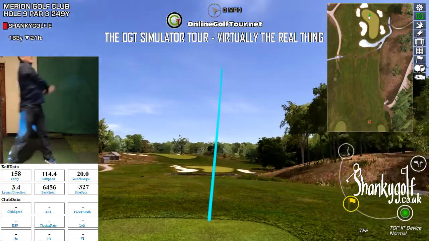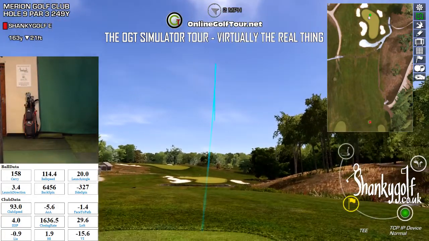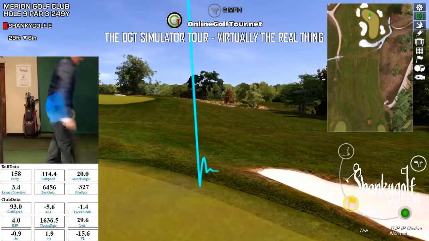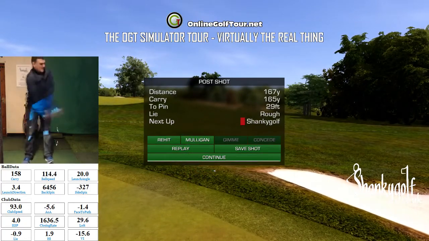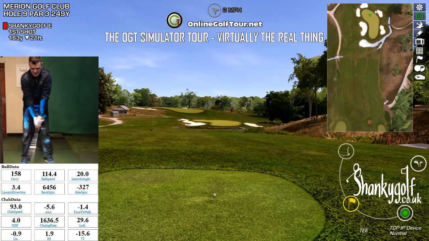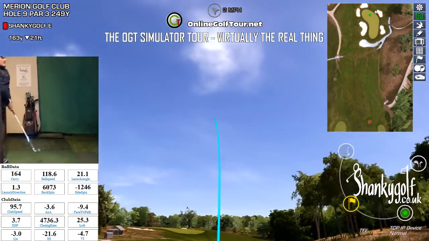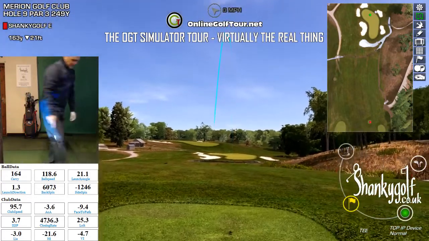Oh, missed it right. Oh, it's only -5. I did thin it. Oh, 93 miles an hour. I need more width. Maybe that's the answer. More width at the top is the answer. Something higher shank.